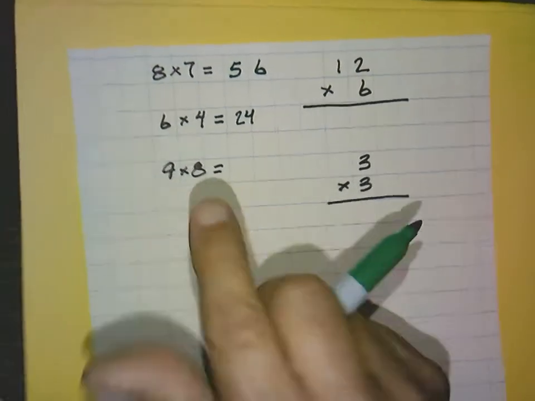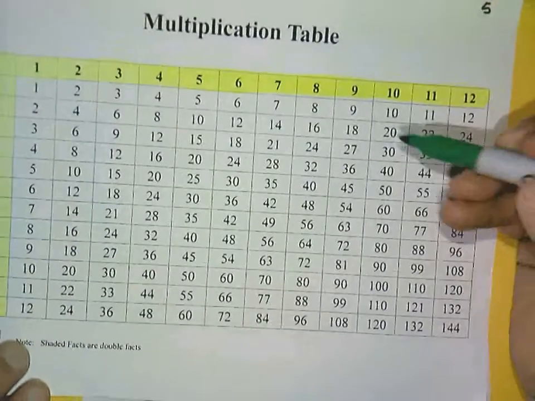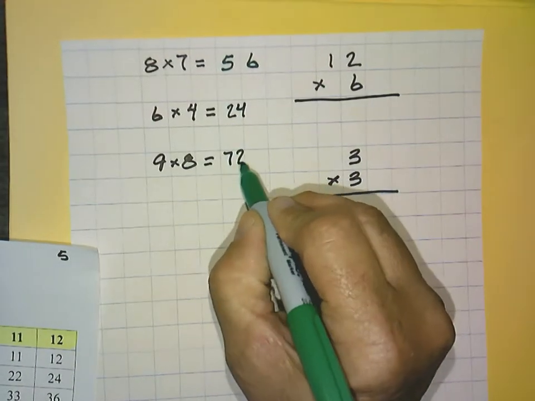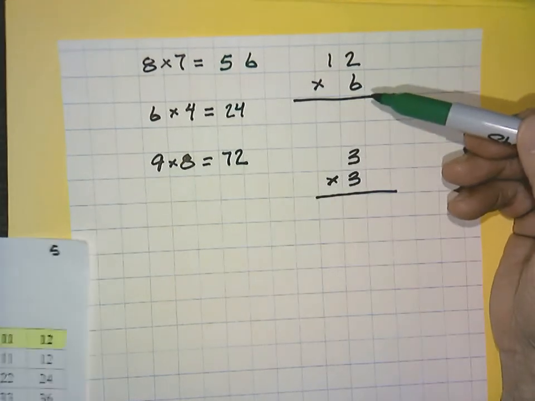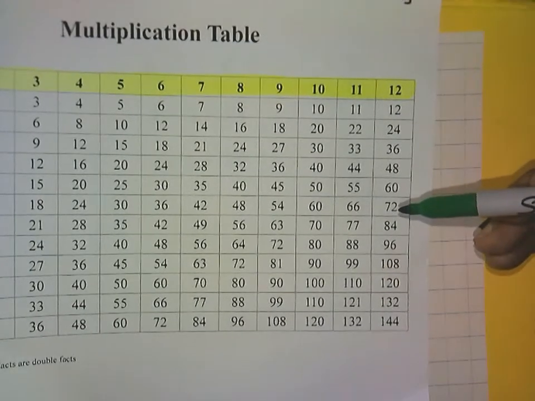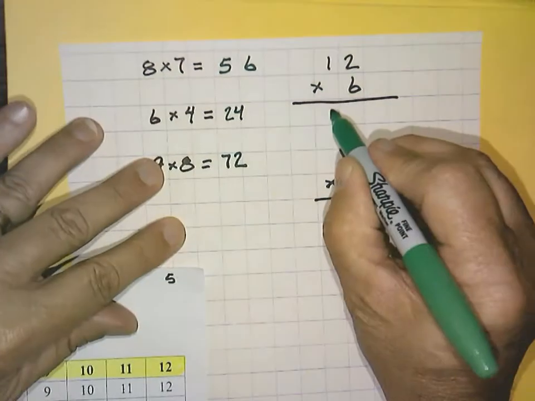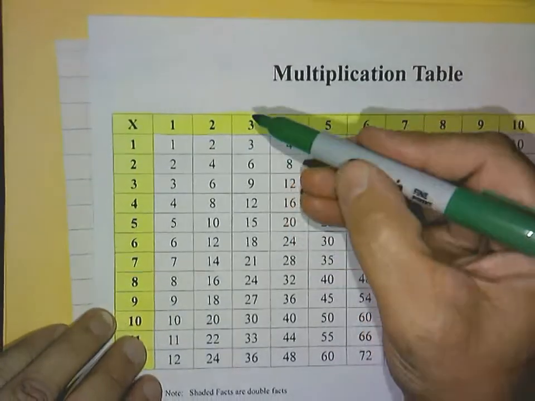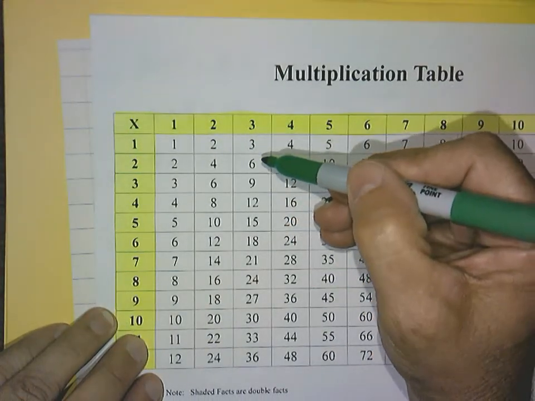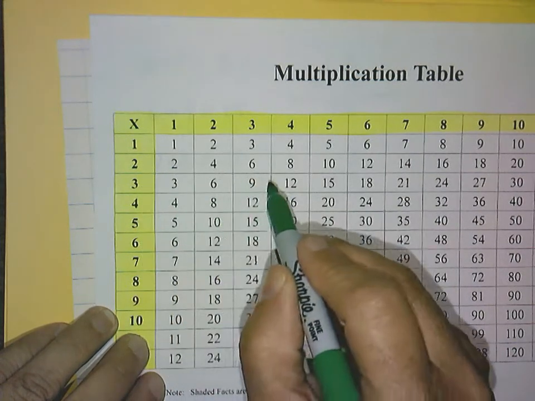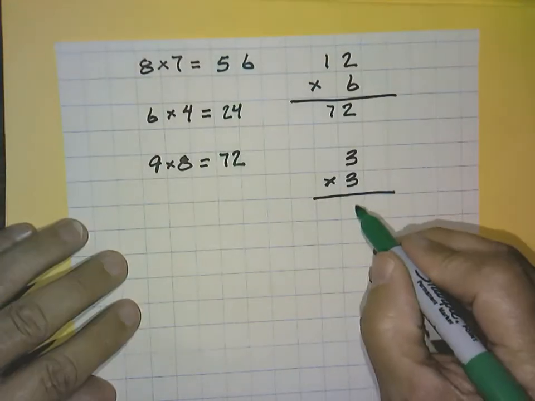9 times 8, 9. 1, 2, 3, 4, 5, 6, 7, 8 is 72. It could also be written this way, 12 times 6. 1, 2, 3, 4, 5, 6. So 12 times 6 is 72. And 3 times 3. 1, 2, 3 is 9. You could also start here on the left and say 3 times 1, 2, 3. Just a matter of your personal preference, is 9.